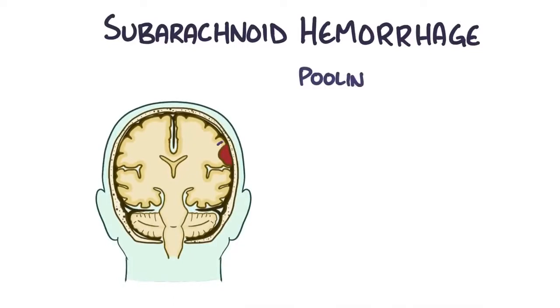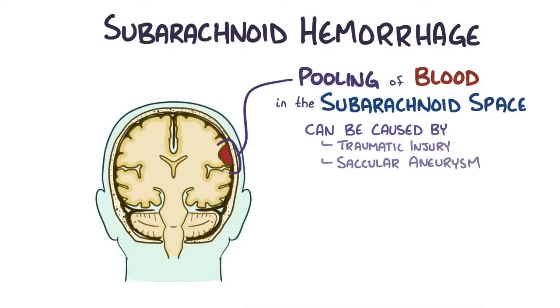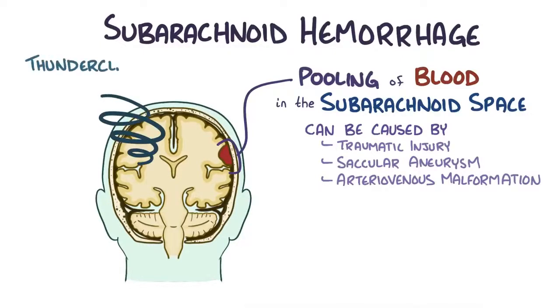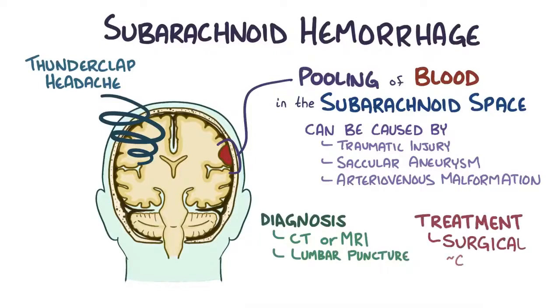Alright, as a quick recap, a subarachnoid hemorrhage is a pooling of blood in the subarachnoid space. It can arise due to a traumatic injury like hitting your head in the bathtub, having a pre-existing saccular aneurysm burst, or from a pre-existing arteriovenous malformation that bursts. Usually there's a sudden and severe thunderclap headache that's described as the worst headache of a person's life. Diagnosis is usually done with a CT or MRI that shows blood in the subarachnoid space and blood in a lumbar puncture. Treatment is done by surgical clipping or coiling.